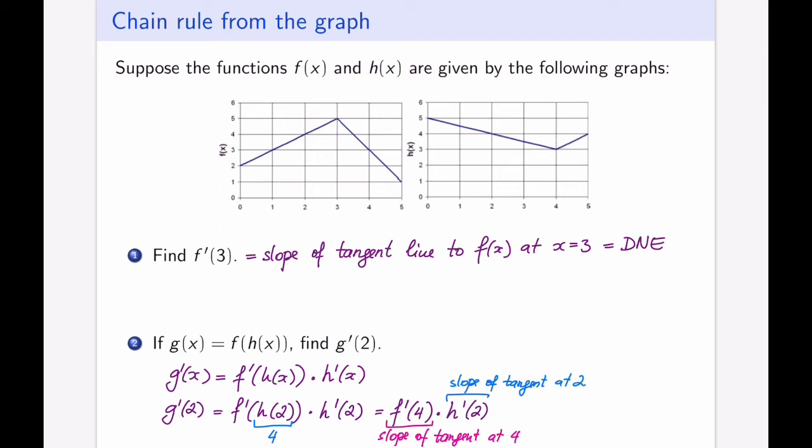So notice that we do have to keep it straight which function is which, right? This one is going to be the slope of the tangent line to the function f at point 4, so I'll be looking at this graph. And the second one is going to be the slope of the tangent line to the function h at 2, so I'll be looking at the second graph.